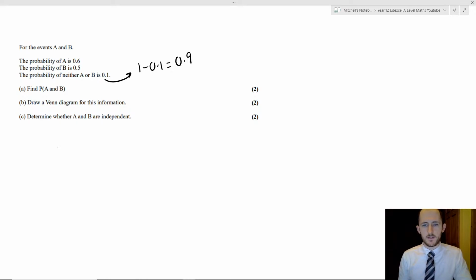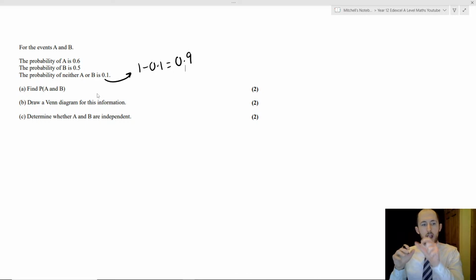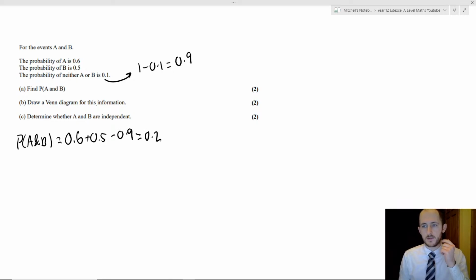So now all you have to do is, again, there's two ways to look at it. You can either just do 1 minus that, or if you add these probabilities together and then subtract 0.9, that will give you what you're looking for. Because remember, this is neither A or B, so this is everything outside the Venn diagram. And we have both things inside the Venn diagram, but we want the overlap in particular. So the probability of A and B is just going to be 0.6 plus 0.5 and then minus the 0.9, which would give you 0.2.